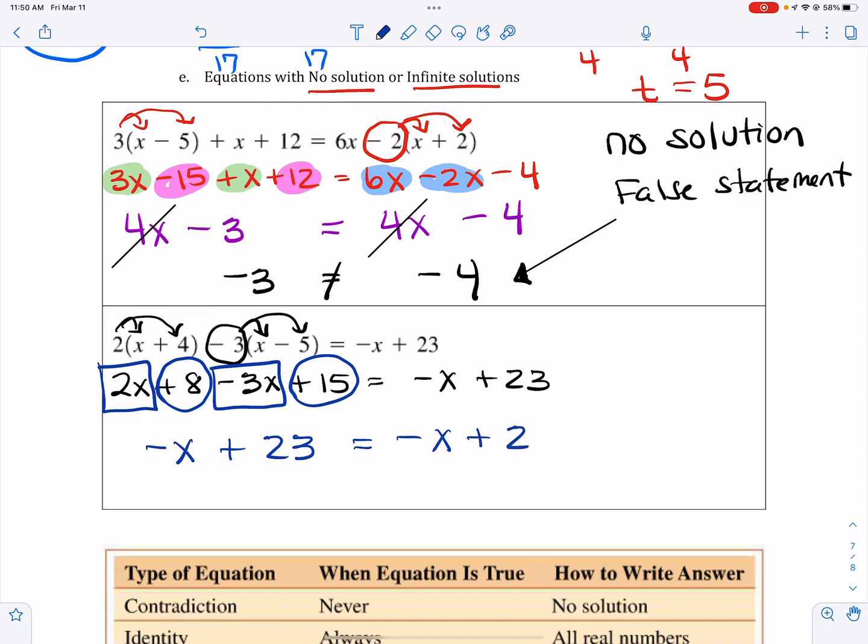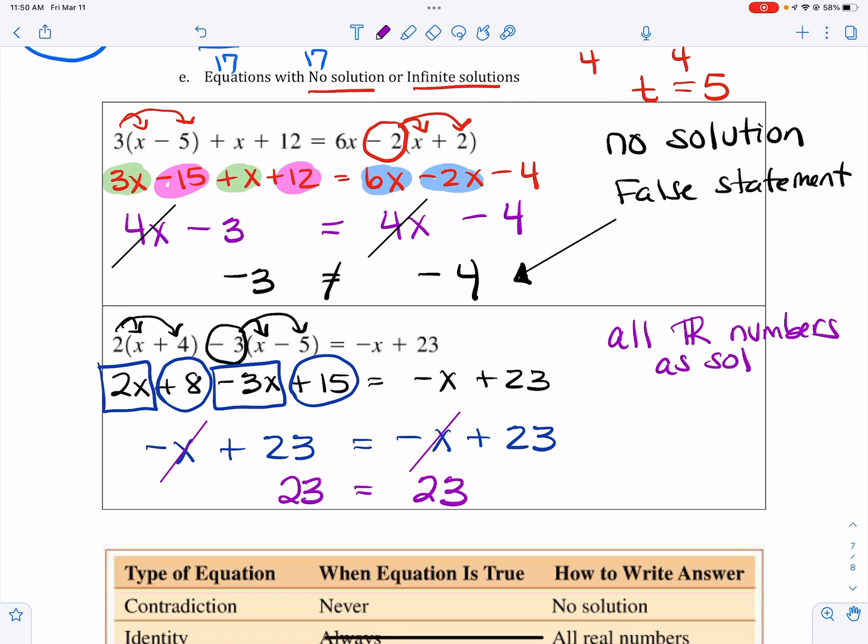And now you can see that we have exactly the same thing on the left and exactly the same thing on the right. And so if you recognize we got the same number of x's, those are going to cancel, and then we get a true statement that says that 23 is equal to 23. And so in this one, we will have all real numbers as solutions. And so this is a true statement. 23 does equal 23, and we call this an identity, okay?